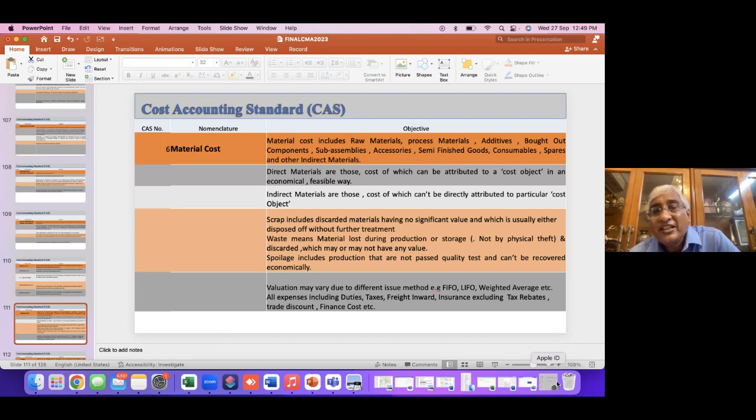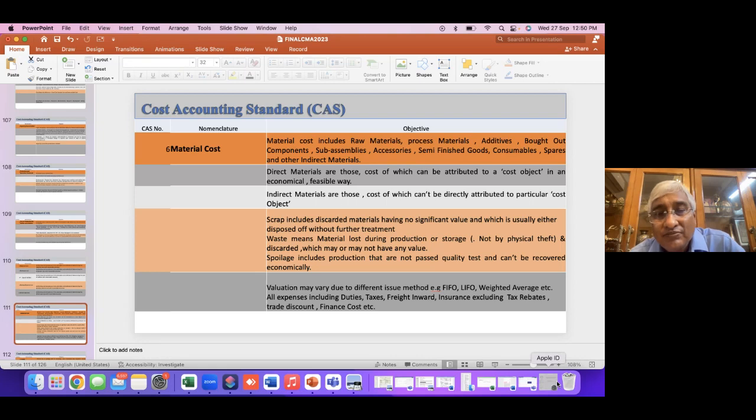Now direct materials are those which can be attributed directly to a cost object in a feasible way. And indirects are those which are not direct, so which are not directly attributed to a particular cost object.